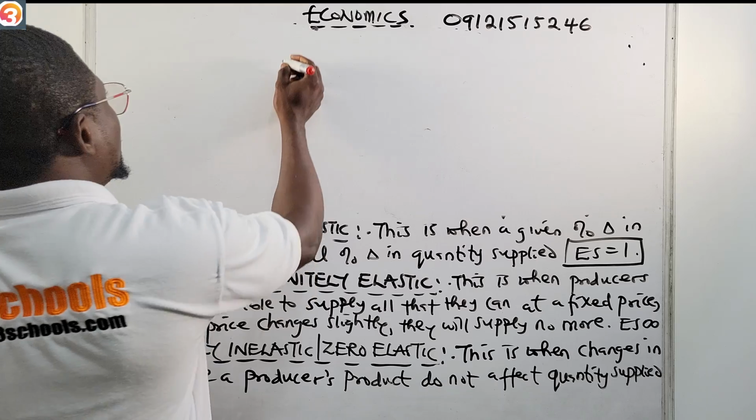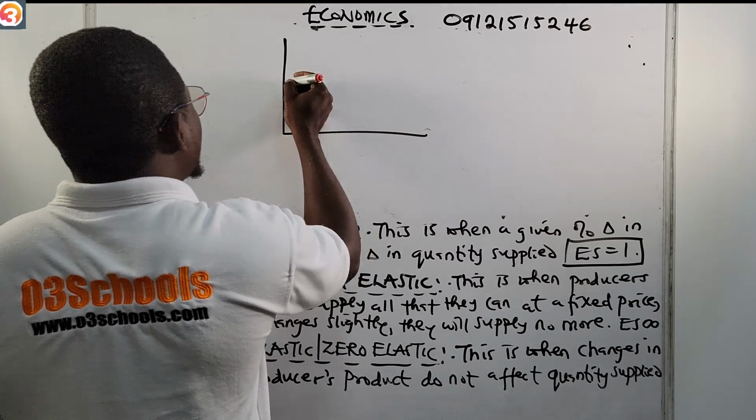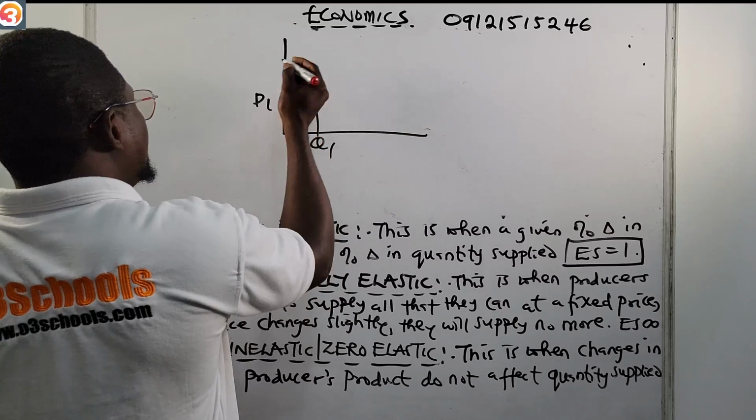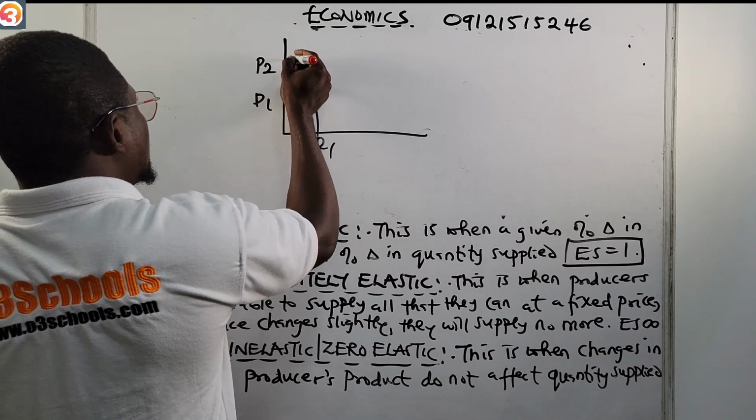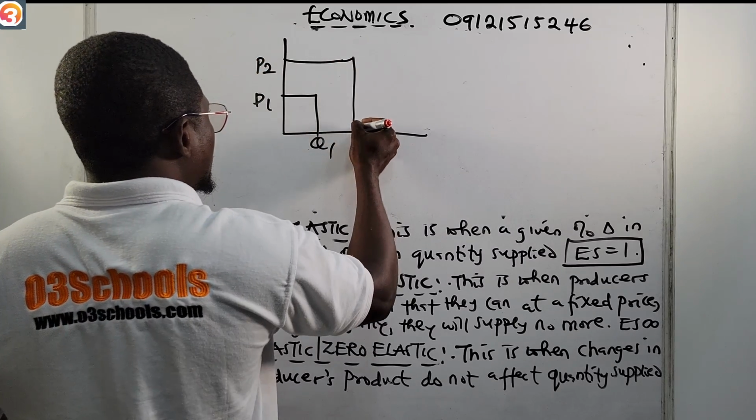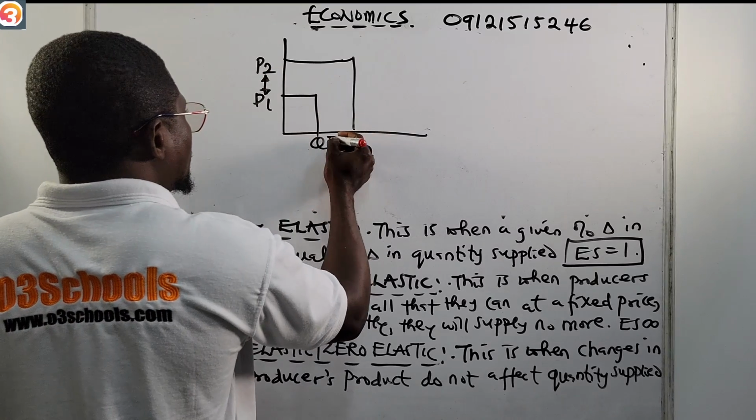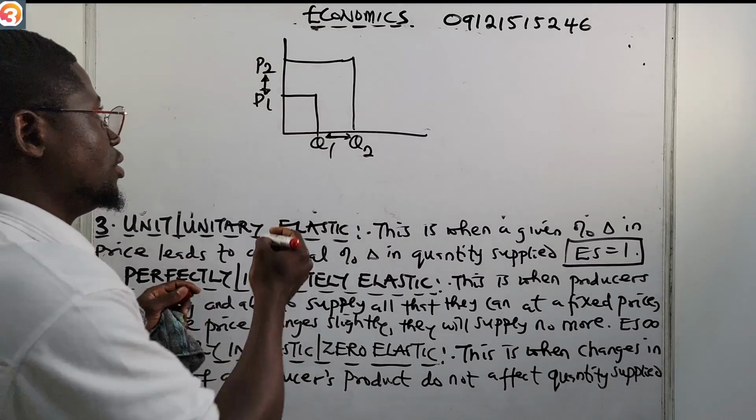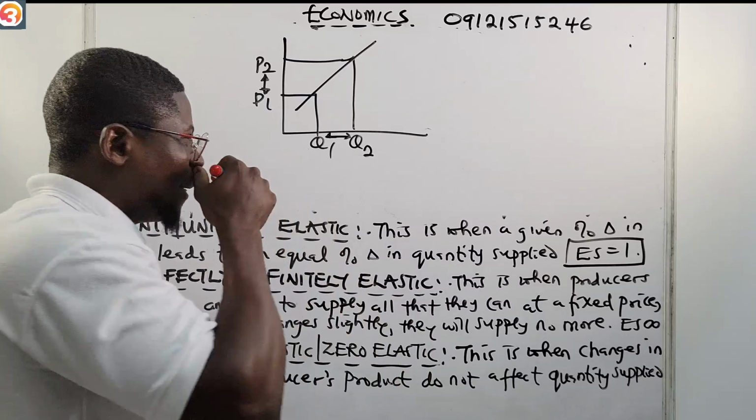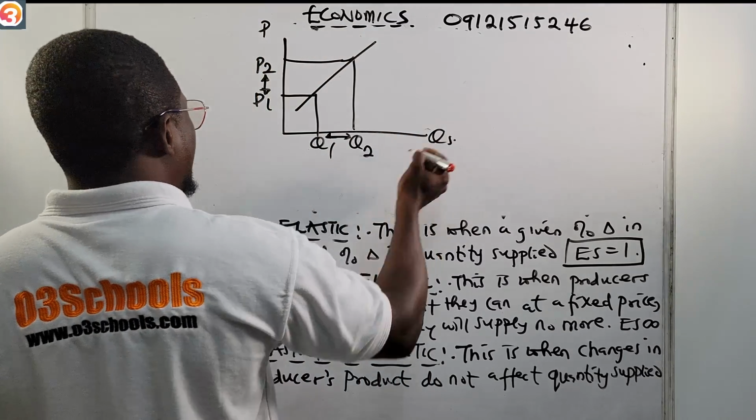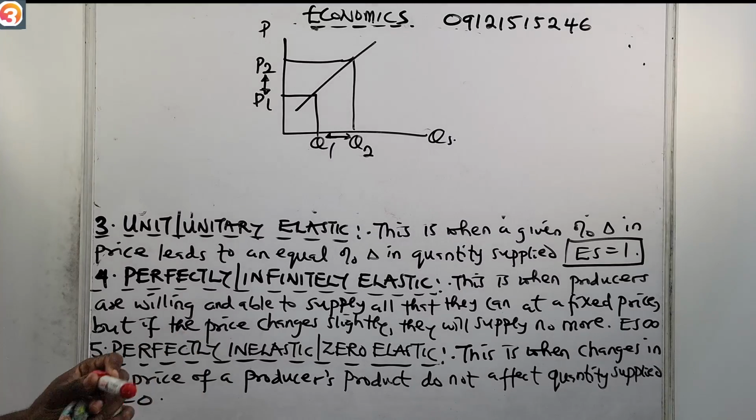So the graph will look like this. When price was P1, quantity supplied was Q1. When price was P2, quantity supplied was Q2. You can see the change is almost the same, it's equal. So this is how the graph looks like. Price on one axis, quantity supplied on the other. Please take note of that.